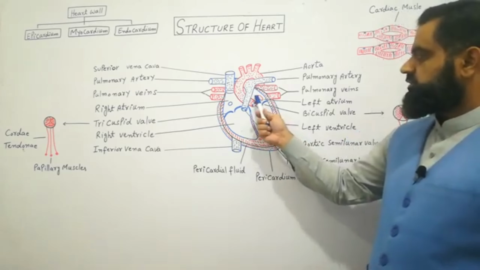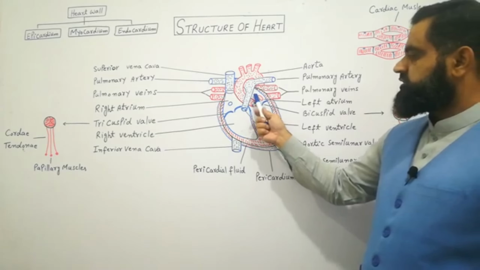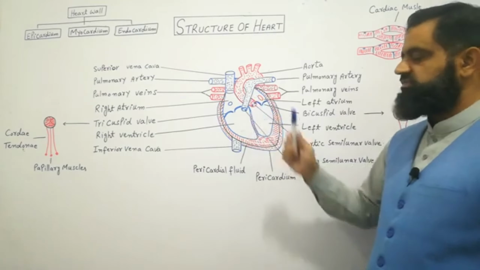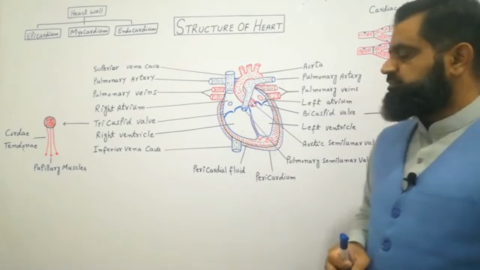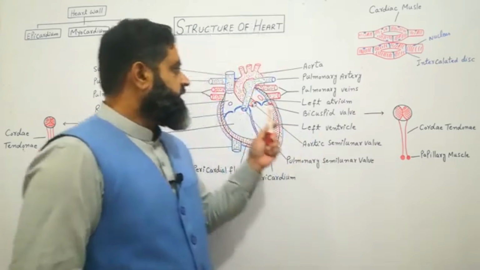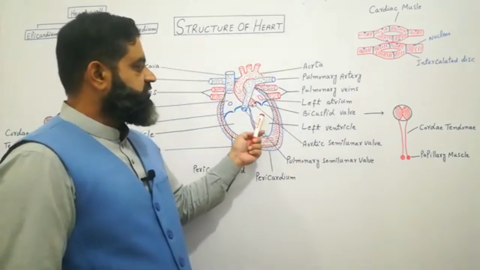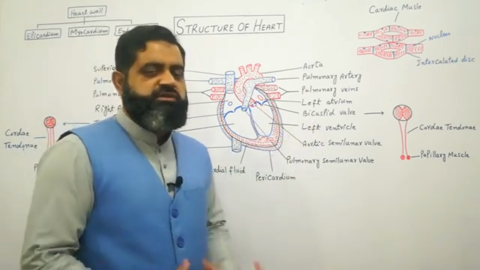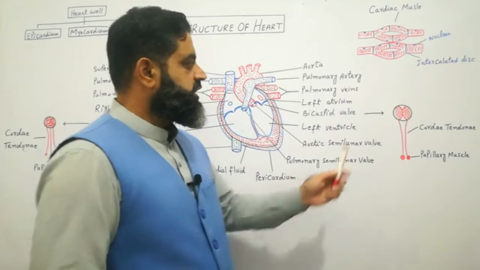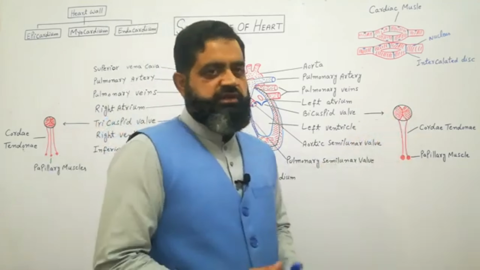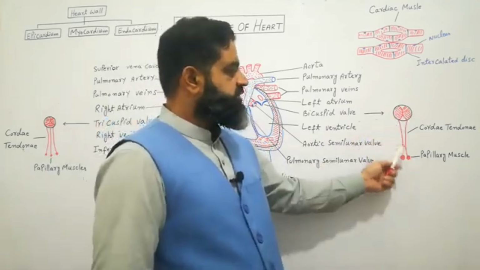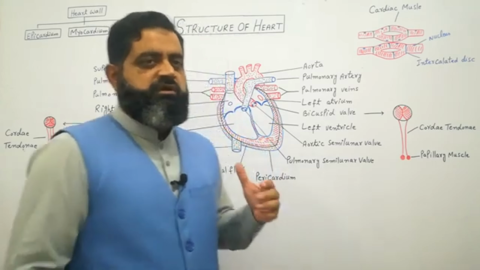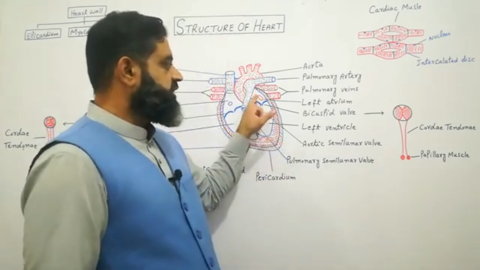After receiving the blood from the lungs, this chamber empties blood into the left ventricle. There is a valve present between left atrium and left ventricle. This valve is known as bicuspid valve. If we look at the structure of the bicuspid valve, it is composed of two flaps of connective tissue which are attached to papillary muscle with the help of chordae tendineae. This valve does not allow the blood to go back into the left atrium.